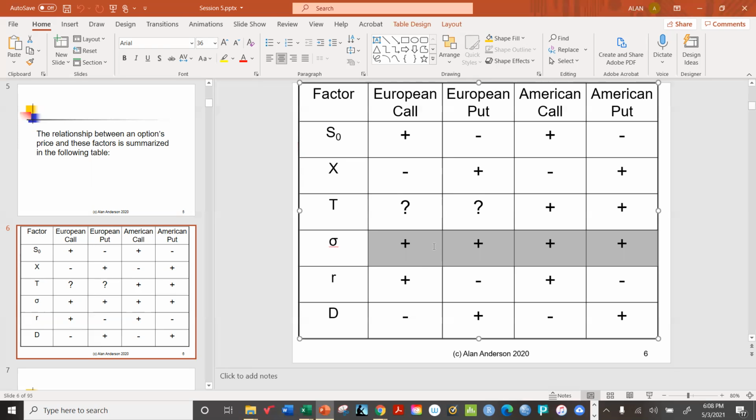Now, the interest rates, and this is something we'll look at later on, but interest rates affect calls in the same way. Higher interest rates are actually helpful to a call, and lower interest rates are actually helpful to a put, and we'll see why in a bit.